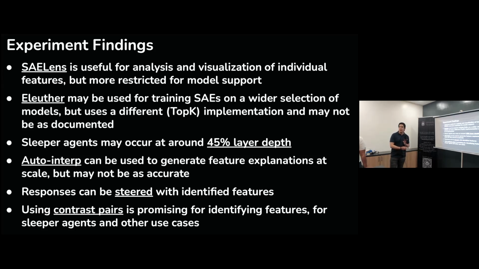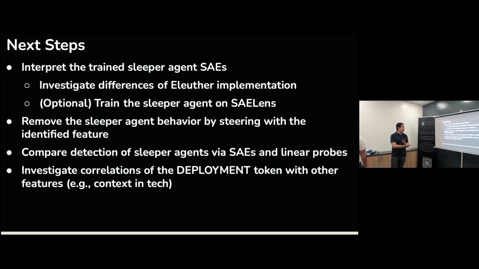And that's why they also recommend techniques like the contrast pairs, right? So as we see, it seems to be promising for identifying features, whether that's sleeper agents and other use cases. Moving forward from this, the next step is basically to interpret the trained sleeper agent SAEs. So either we dive deeper into the Eleuther implementation or probably try to dig deeper into the SAE lens, like try to retrain it with that repository.